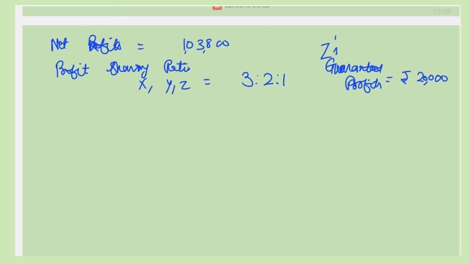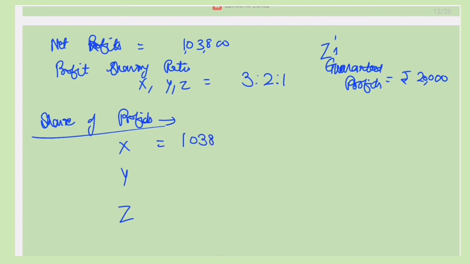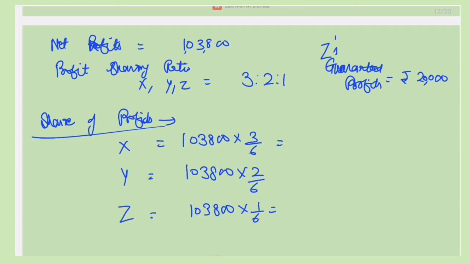For that, first of all, we have to find out share of profits of X, Y and Z. So we see it. X share of profits 1,03,800 into 3 by 6. Y's share of profits 1,03,800 into 2 by 6. Z's share of profits 1,03,800 into 1 by 6. So if we calculate, X share of profits will be 51,900, Y's share of profits will be 34,600 and Z's share of profits will be rupees 17,300.